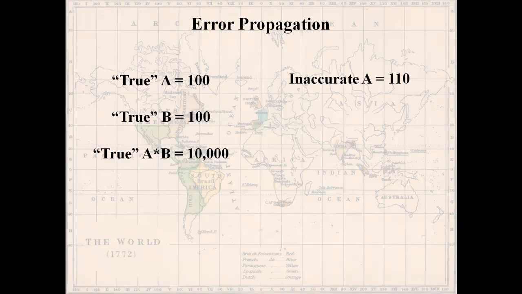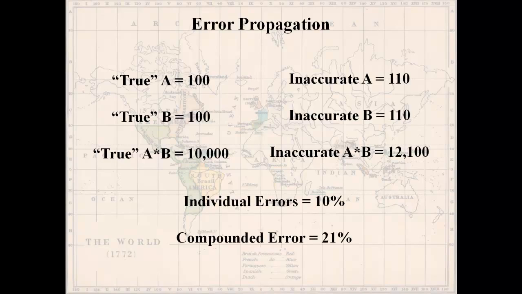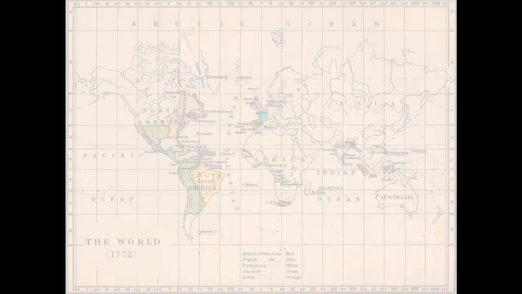Now let's say A is off by 10%, roughly. And let's say B is off by 10%. Now when we have inaccurate A's and B's, and somehow we need to multiply A by B as part of our GIS, we're going to have an A times B that's not 10% but 21% in error. So errors propagate numerically and just physically. Errors propagate through the data. So bad data in equals bad data out.